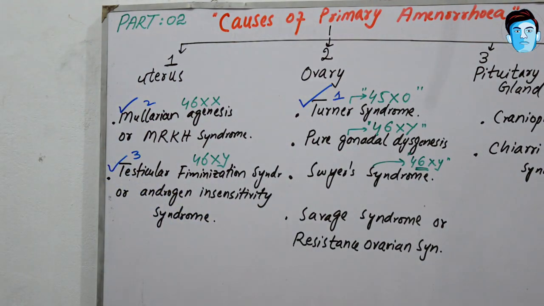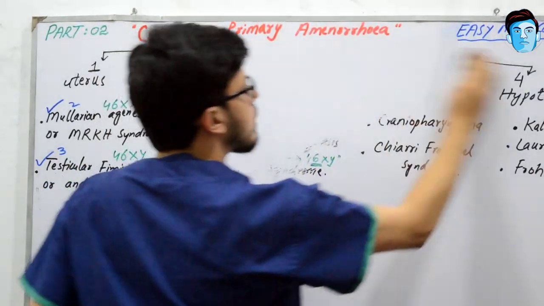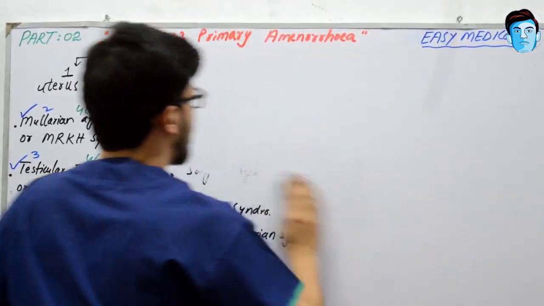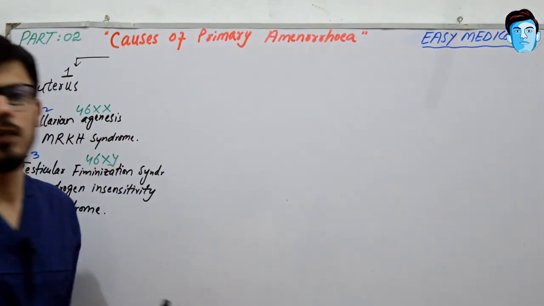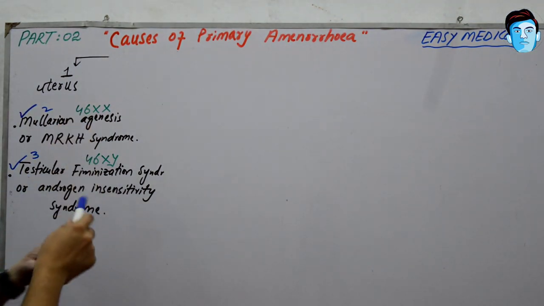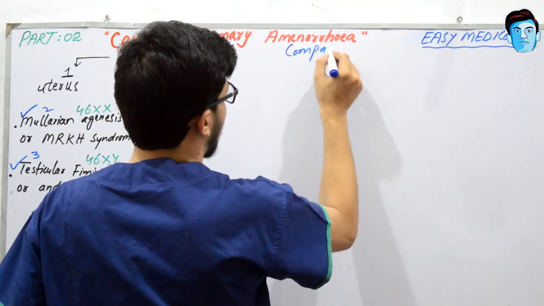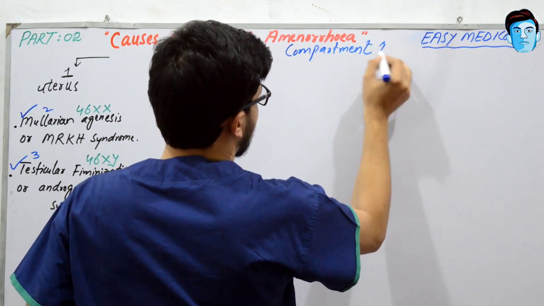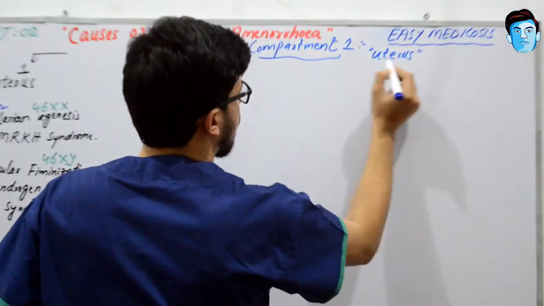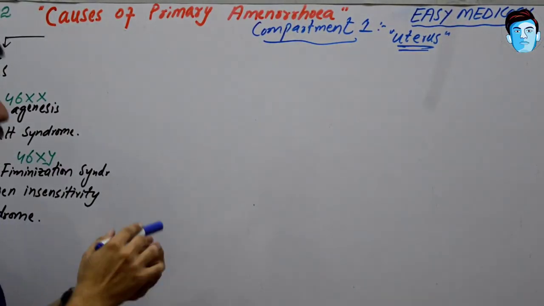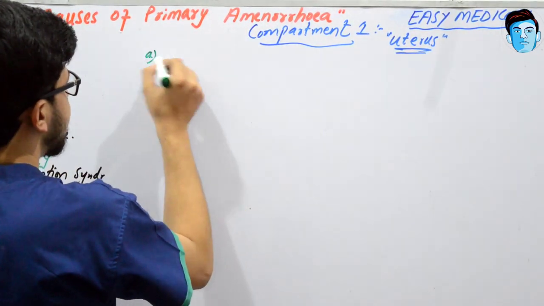So that's all about the general overview of the causes of primary amenorrhea. Now we will be discussing each cause compartment-wise. The first compartment consists of the uterus. So let's understand the concept of Mullerian agenesis. In compartment one, which consists of the uterus, the first cause of primary amenorrhea related to the uterus is called Mullerian agenesis.